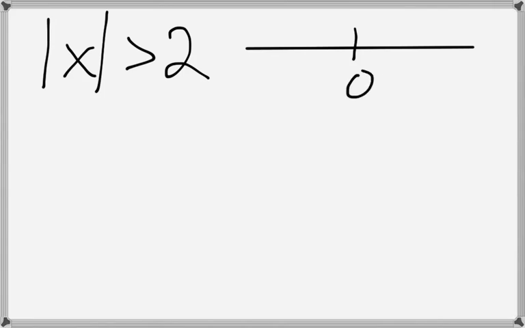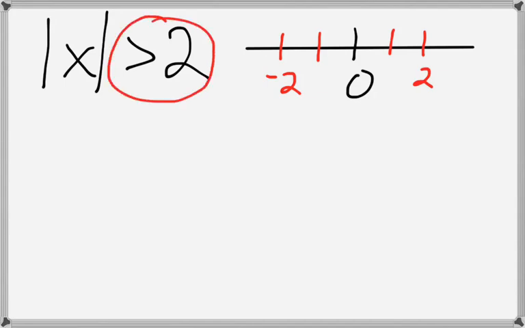So here's 0. We know that if the distance from 0 is equal to 2, then we're standing either at 2 or negative 2. Now what this inequality is saying is that your distance from 0 should be greater than 2. So this time we don't want to be close to 0. For example, the number 1 is not a solution anymore because the distance from 0 is 1. That's not greater than 2.